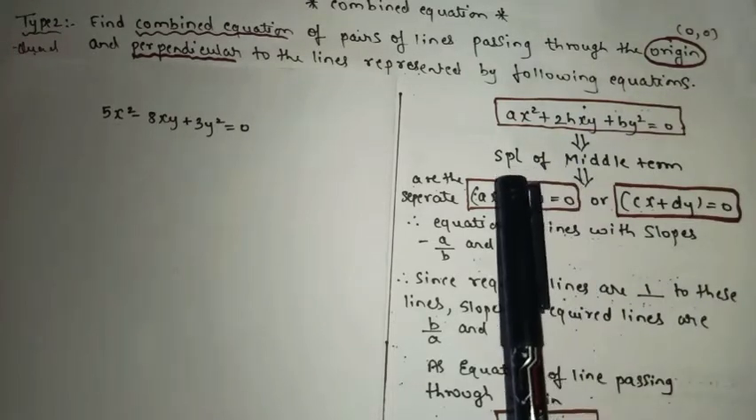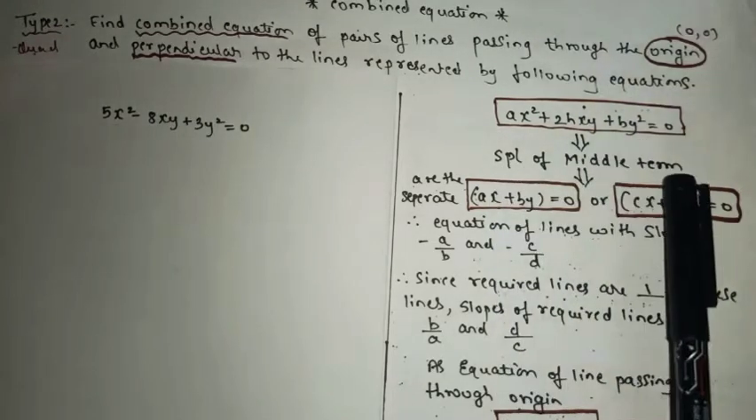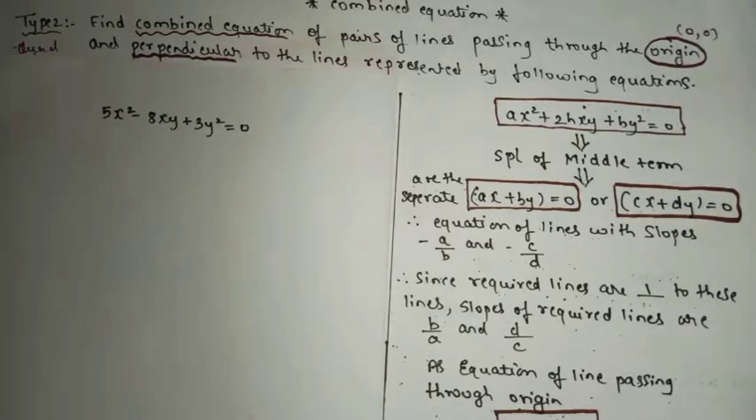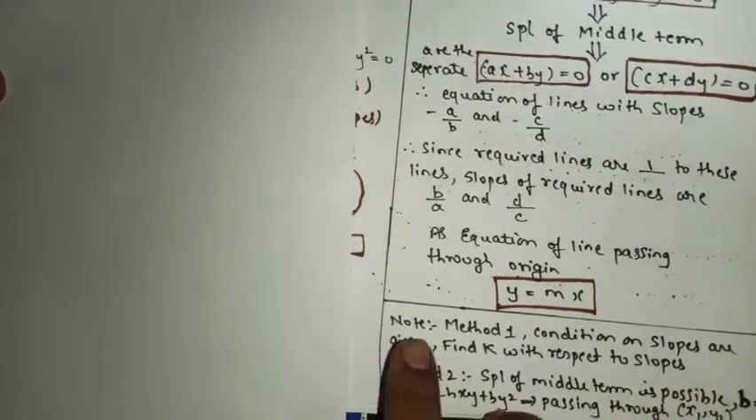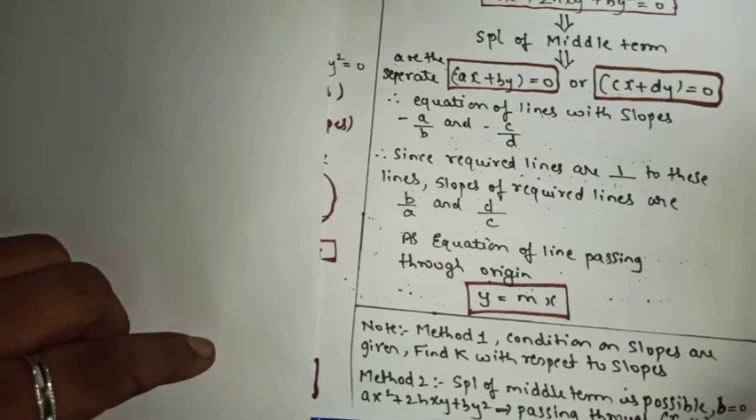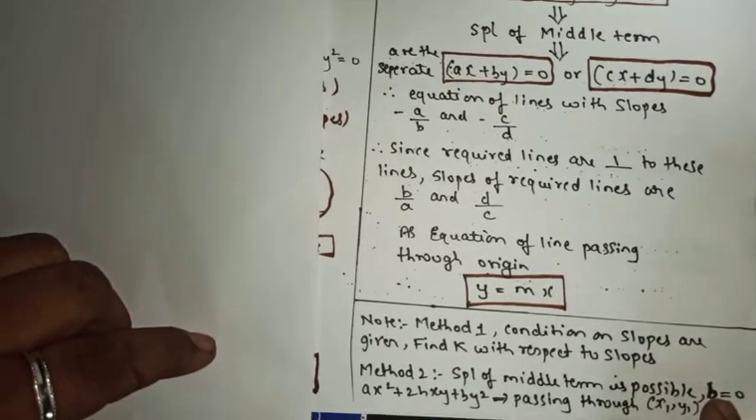Now listen here, method number 2 is applicable when splitting of middle term is possible. Listen carefully. Method number 2, when the splitting of middle term is possible. Point number 2 is what? When the value of b is equal to 0. What do you mean by the value of b equal to 0?